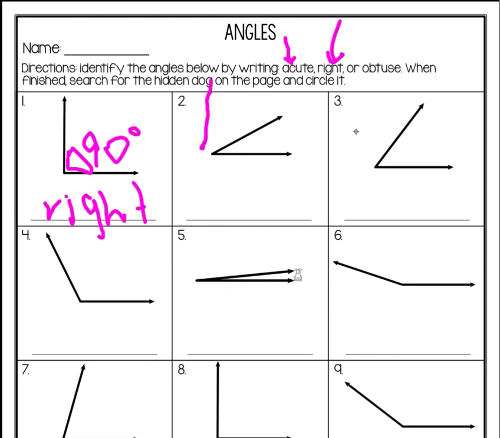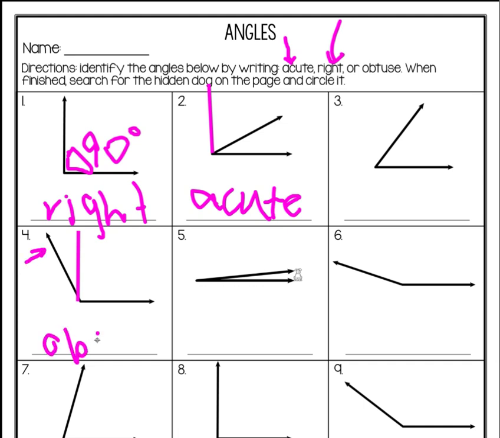If we were to draw in the 90 degrees, it would be like this. Now, is the black line less than 90 degrees or more than 90 degrees? It's less than, so this is acute. And the last one is obtuse. So let's go over to number 4 and draw the 90 degrees line. As you can see, the first black line is greater than the 90 degrees line, so it's obtuse.